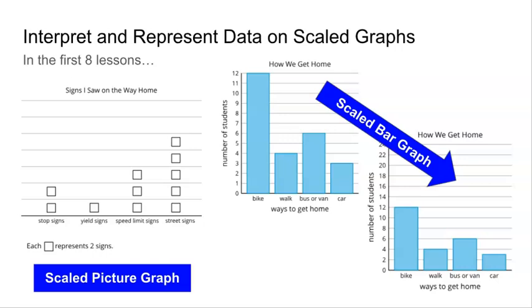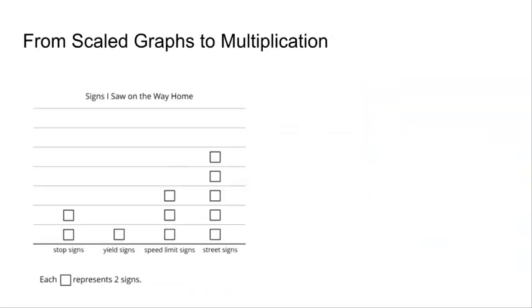Students use scaled pictographs and scaled bar graphs in Unit 1 to also answer questions that are how many more questions as well as how many fewer questions. Lessons 9 through 15 take students on another adventure. They use their learning from the first 8 lessons about scaled graphs to build an understanding of the concept of multiplication. In this situation here, students recall that each picture in a pictograph represents 2 signs.